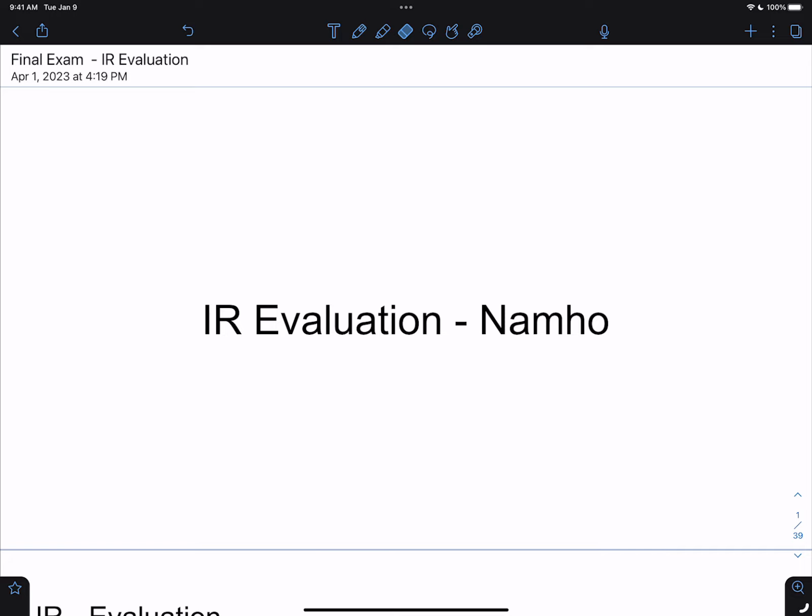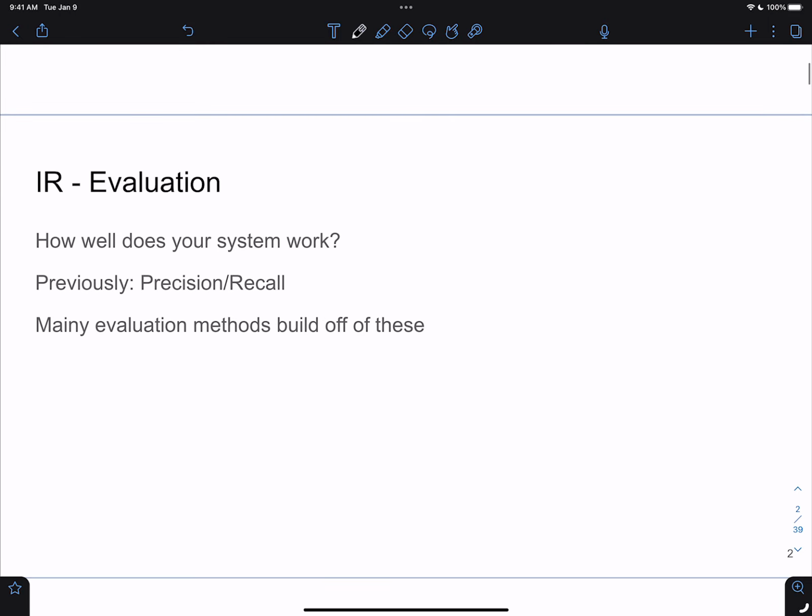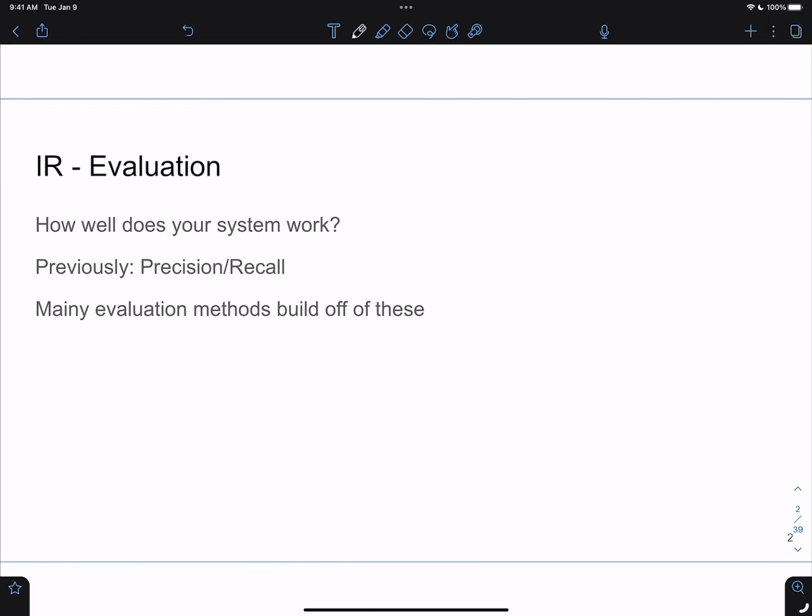Today I will be going over the IR evaluation section as I wasn't able to finish during my discussion section, so hopefully this will be very helpful. So let's get started. Essentially, for IR evaluation, you want to be answering the question of how well your system works. Given multiple systems, system A and system B, how do you assess whether system A is better or system B is better given different queries that are retrieved?